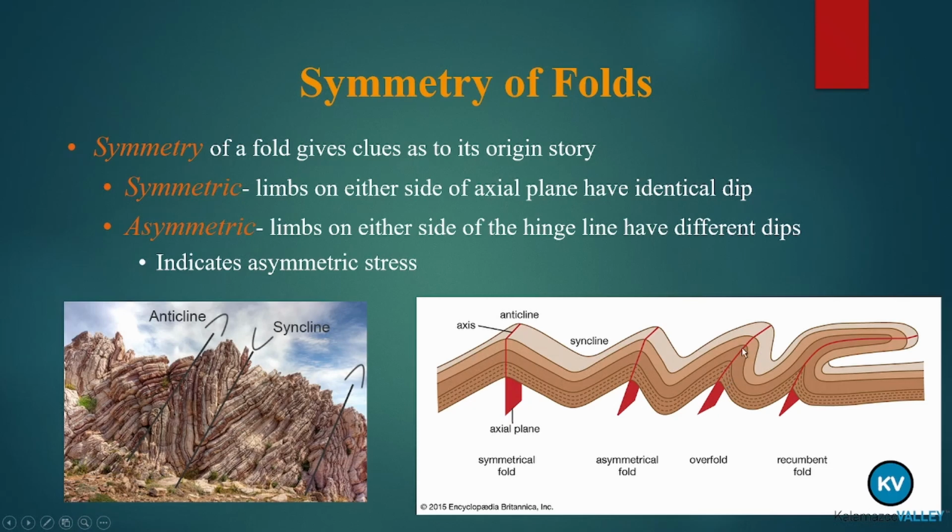If that becomes a degree which exceeds about 130 degrees, we call it an overfold, or sometimes referred to as an overturned fold. If that approaches 180 degrees, then it becomes a recumbent fold. And what these different angles of deformation show are the different angles of applied stress.